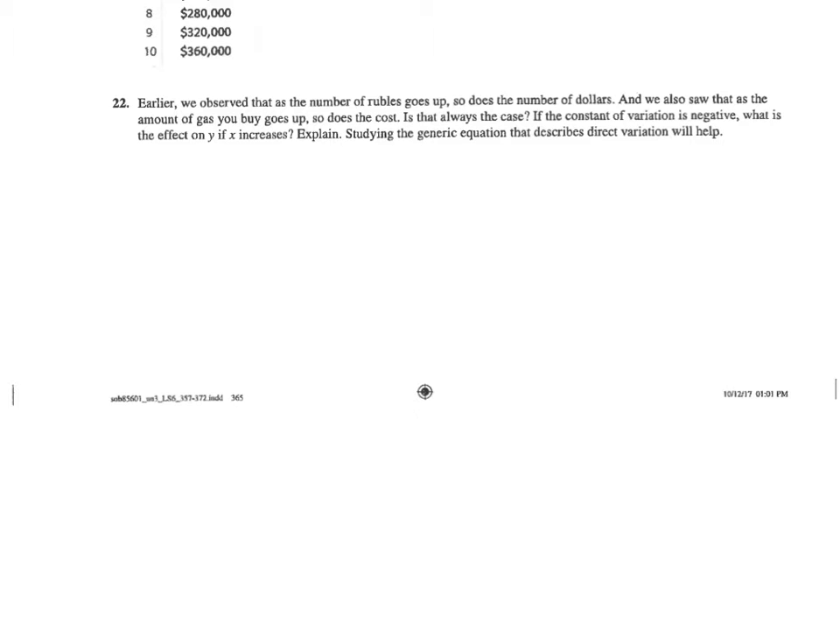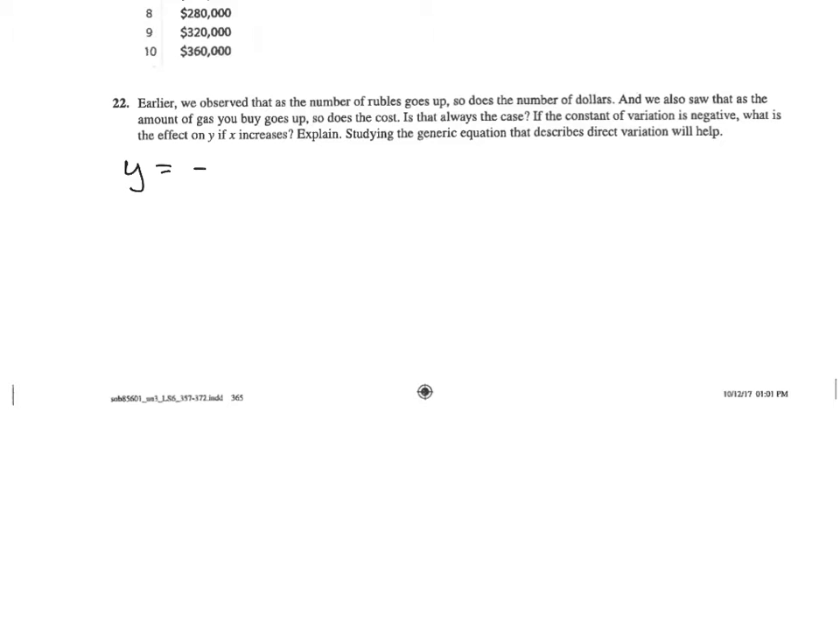Okay, number 22. Earlier, we observed that as the number of rubles goes up, so does the number of dollars. We also saw that as the amount of gas you buy goes up, so does the cost. Is that always the case? If the constant of variation is negative, let's say, I'll make up something.